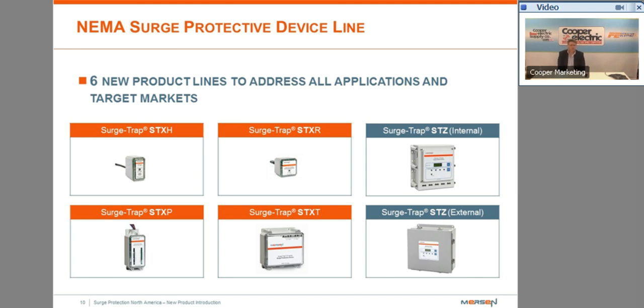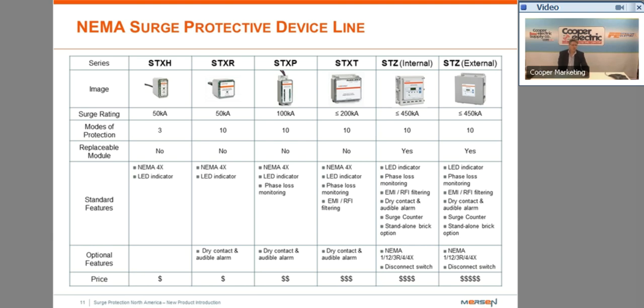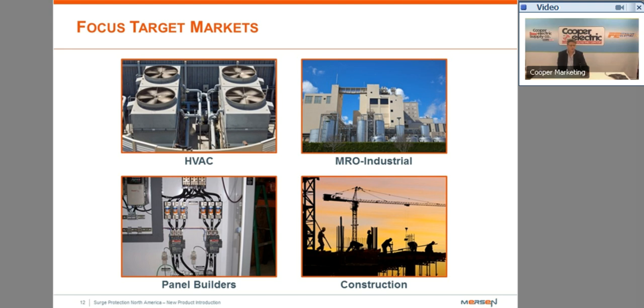Here's a snapshot of what we have available, really in the external mounts to panels. You'll see from the STXH, which is really kind of a low-end unit for an air conditioner disconnect or for your residential electrical panel, on up to the STZ, which is basically the Cadillac, for large incoming service and feeders. Here's a breakdown of the product line, again from smallest to largest.